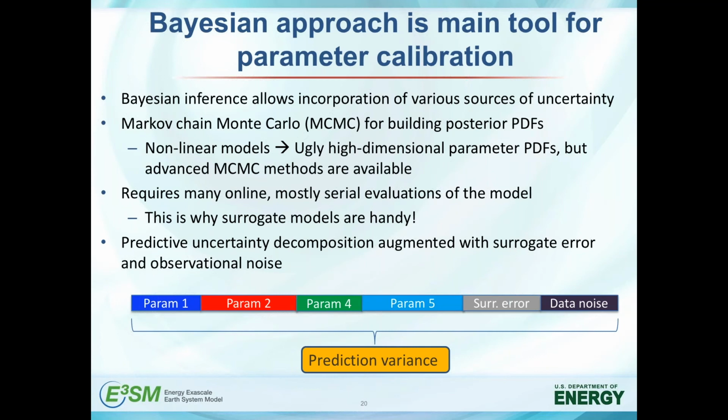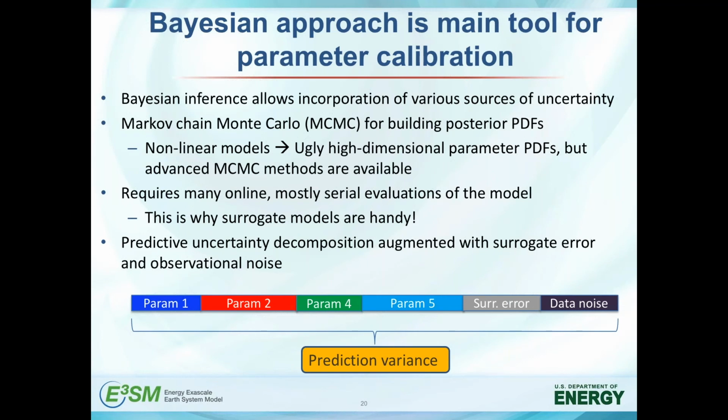A method that's quite popular is Markov chain Monte Carlo, or MCMC, that we can use to build posterior probability density functions. So nonlinear models like ELM, when we do calibration, will often lead to ugly kinds of high dimensional parameter PDFs. But there are advanced techniques available to deal with that.